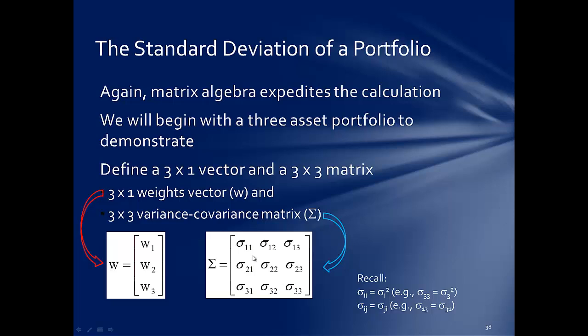On the diagonal, we find the variances. Remember, sigma 1,1 is the same thing as sigma 1 squared. Sigma 2,2 is sigma 2 squared. Sigma 3,3 is sigma 3 squared. So on the diagonal, we have the variances. On the off diagonals, we have the covariances. So the covariance of 1,2, 1,3, covariance 2,1, which is the same thing as covariance 1,2. Covariance 3,1, which is the same thing as covariance 1,3, as we described earlier. Covariance 3,2, which is the same as covariance 2,3.